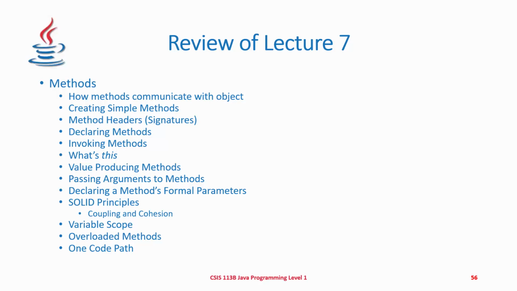We talked about variable scope. Just remember that the variables you create inside of your methods are local. They're only available to the method where they're created. We talked about overloaded methods, and we talked about one code path.